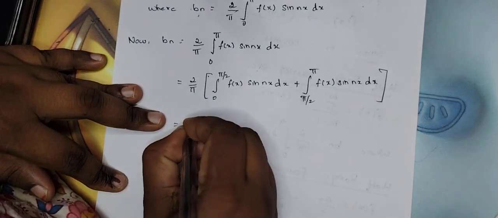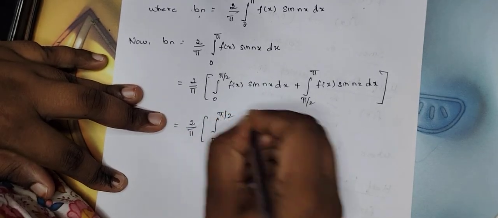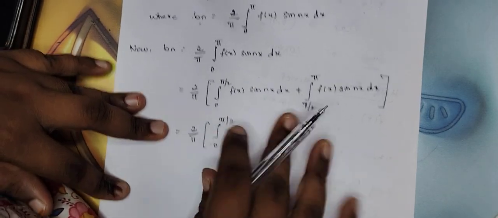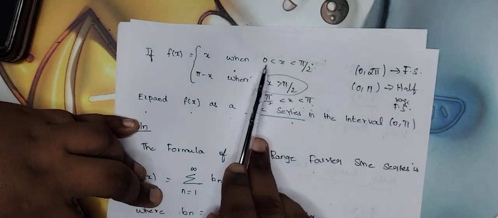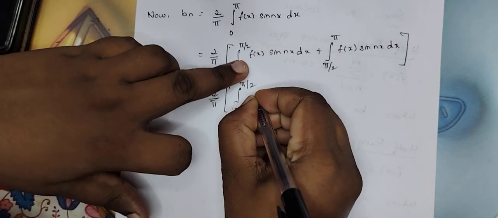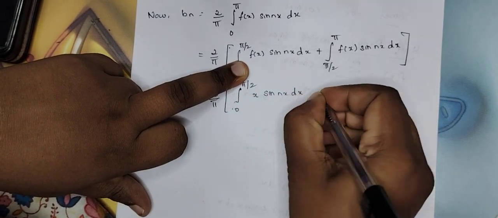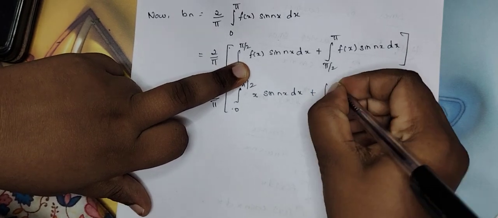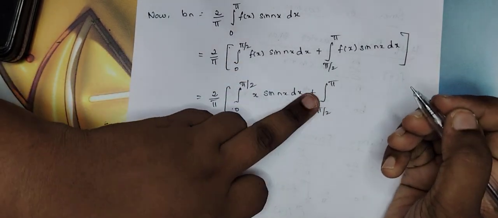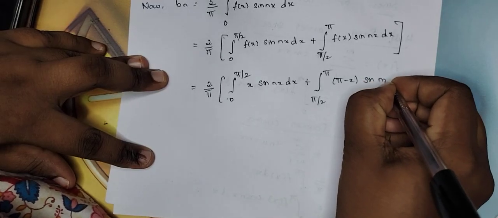So now this is nothing but 2 by pi. In the interval 0 to pi by 2, f of x is nothing but x, so I'll write x in place of f of x: x sin nx dx, plus the integral pi by 2 to pi. In the next limit, pi by 2 to pi, f of x is nothing but pi minus x. So this is pi minus x into sin nx dx.